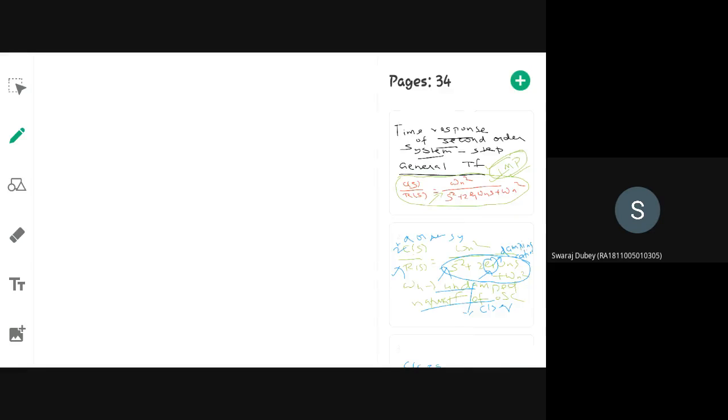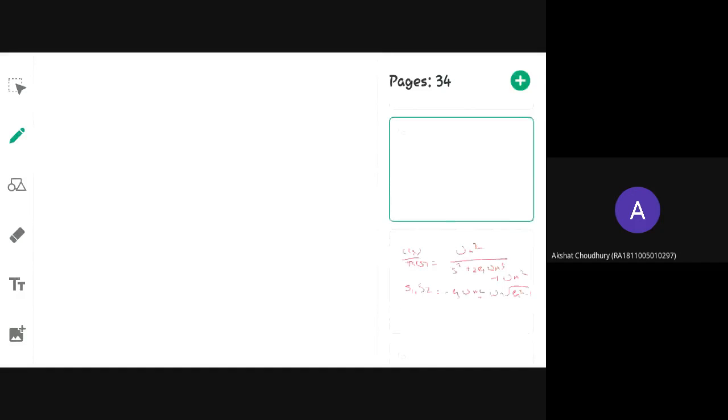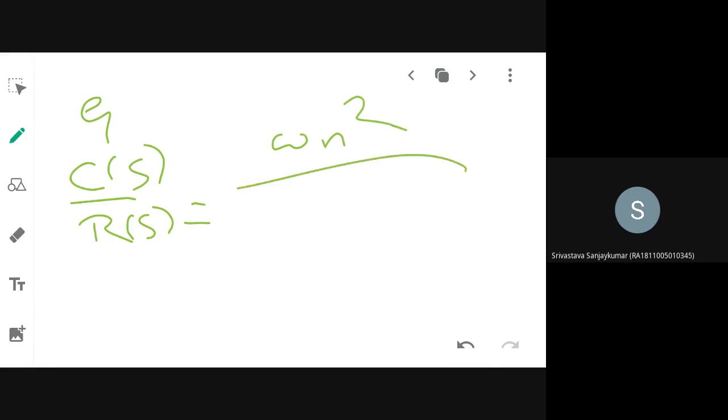What are the four cases of a second order system? Undamped, zeta less than 1, critically damped, overdamped. What is the general transfer function representation? Omega n square divided by s square plus 2 zeta omega n s plus omega n square.